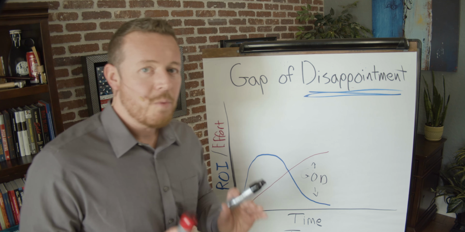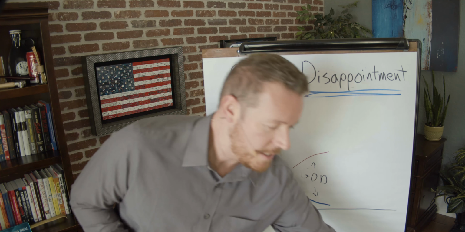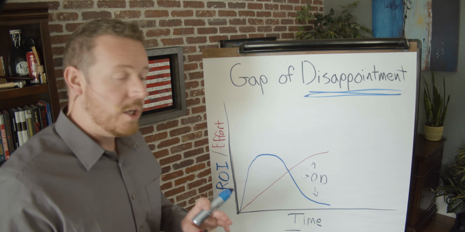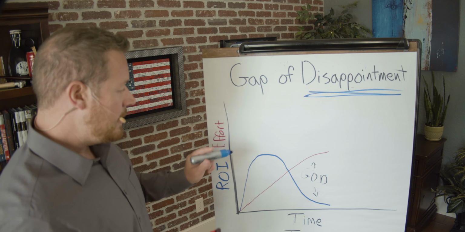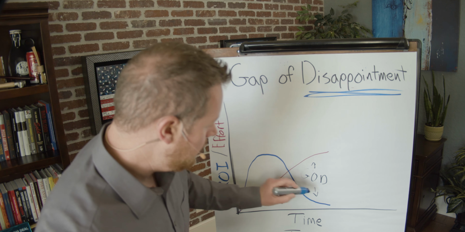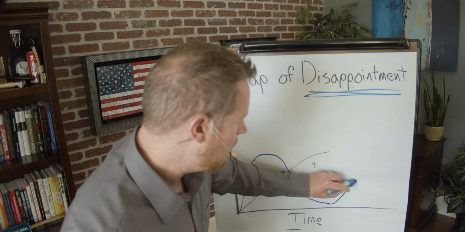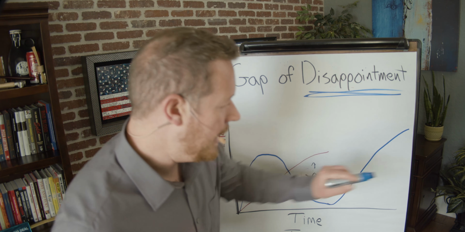Now, here's why this is your advantage. Every single time, and this happened to me, and it has happened to every single one of my clients that has gone through this, it goes up and it goes down. And then eventually, usually month three or month four, your ROI goes right back up. And it keeps going up.